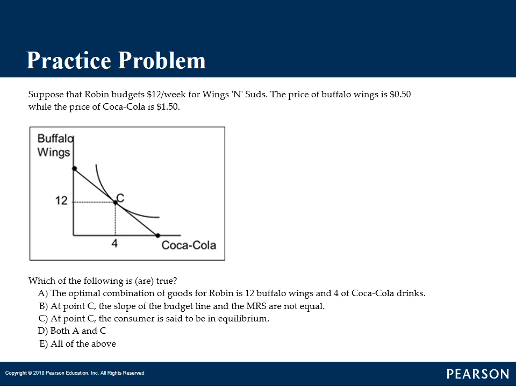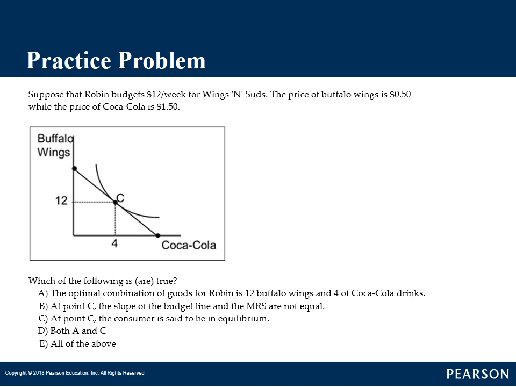A, the optimal combination of goods for Robin is 12 buffalo wings and 4 Coca-Cola drinks. B, at point C, the slope of the budget line and the marginal rate of substitution are not equal. C, at point C, the consumer is said to be in equilibrium.